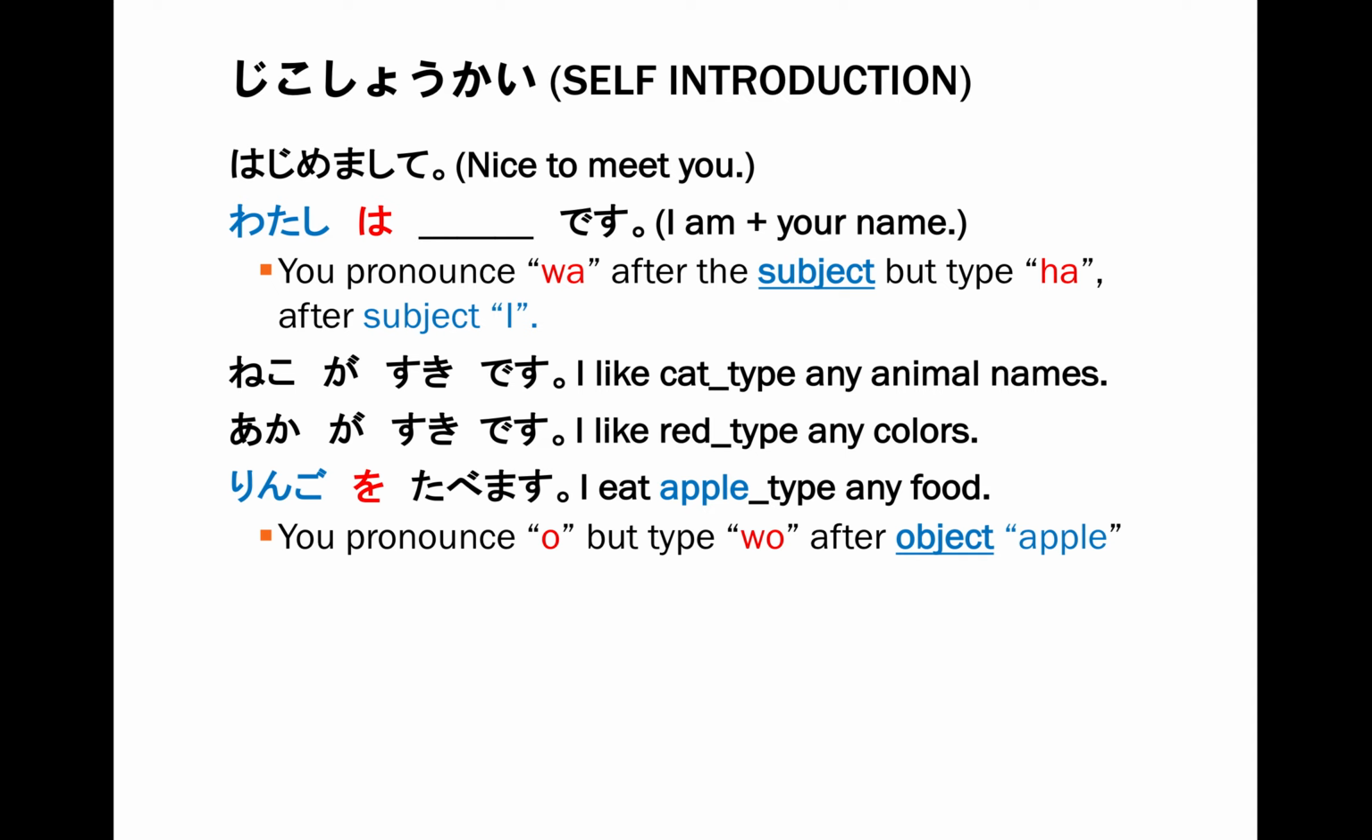リンゴを食べます。I eat an apple. You type any food items here. リンゴを食べます。桃を食べます。I eat a peach. サンドイッチを食べます。I eat a sandwich. You pronounce it "o" but type WO for this o after the object, apple.